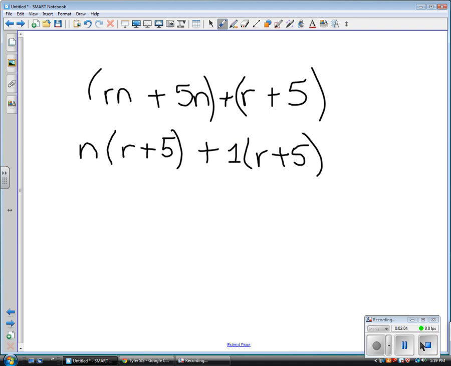What do you notice about that grouping up there? What's almost the same? What is the same? r plus 5. So r plus 5 was a factor within your first 2 numbers, and r plus 5 happened to be a factor in your second 2 numbers, right? So when these 2 factors are the same, then I can group this as a factor.